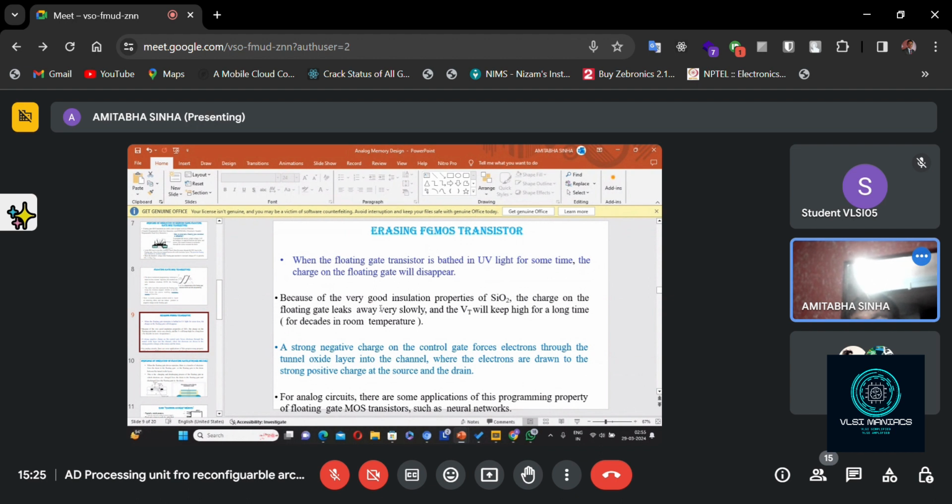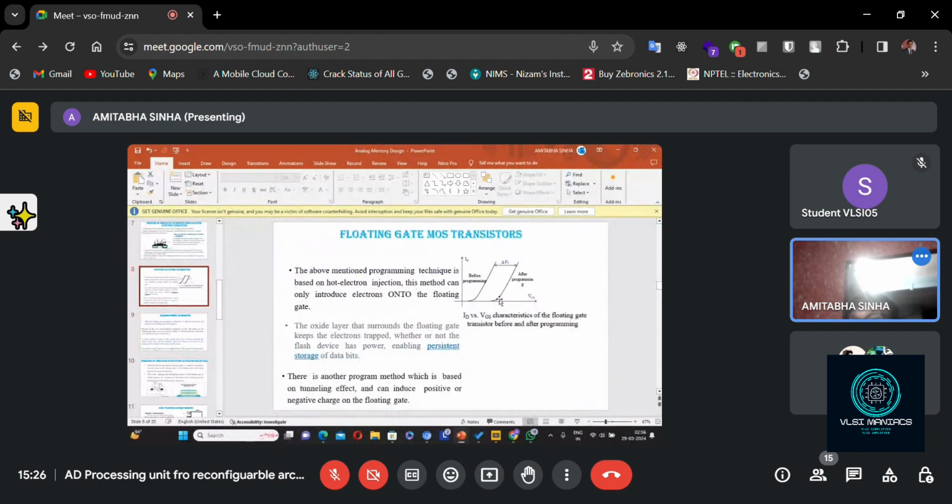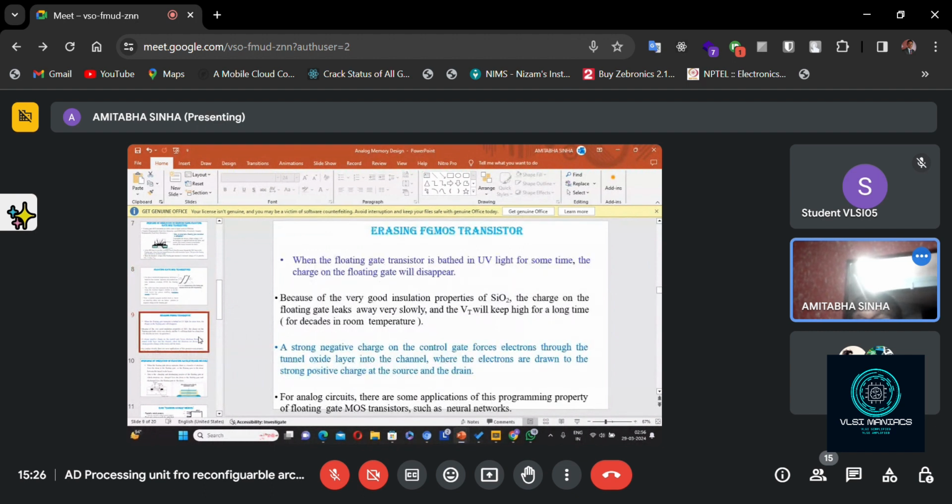Because of the very good insulation properties of SiO2, the charge on the floating gate leaks away very slowly. That's why I told you that it will be stored for a long time, and VT will stay high for a long time. Because essentially, you have shifted VT. The threshold voltage has been increased, and that is the reason it will be stored for a long time.